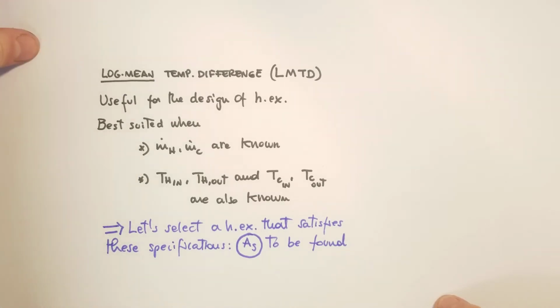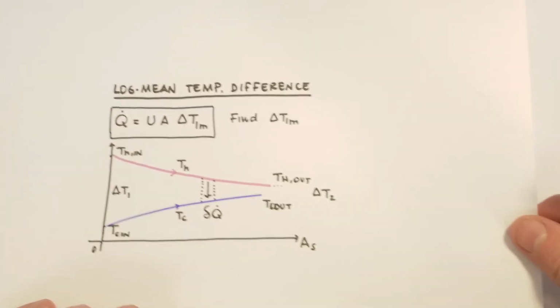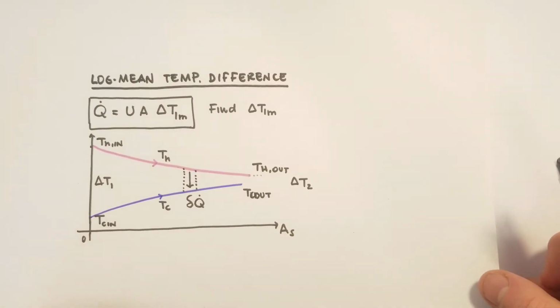To study the log mean temperature difference method, we study the heat transfer balance between the two fluids. In this schematic, we have the simple case of a parallel flow heat exchanger.